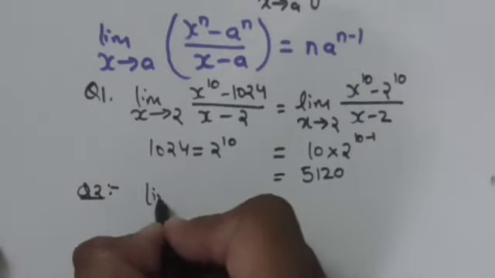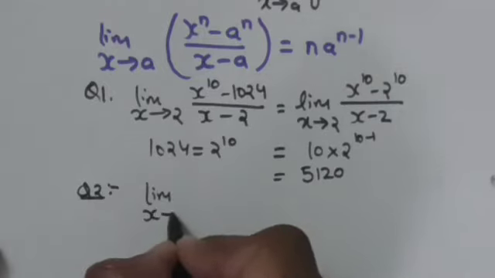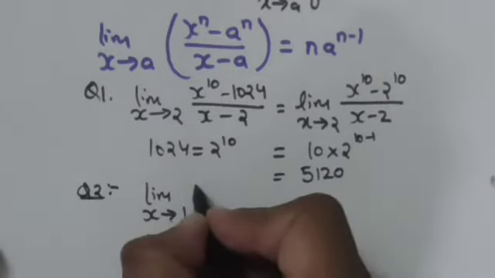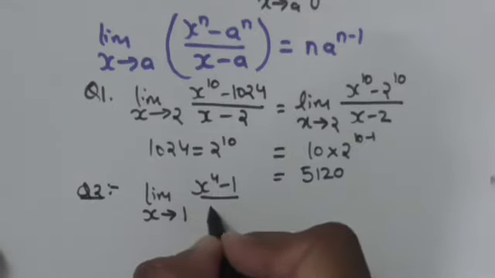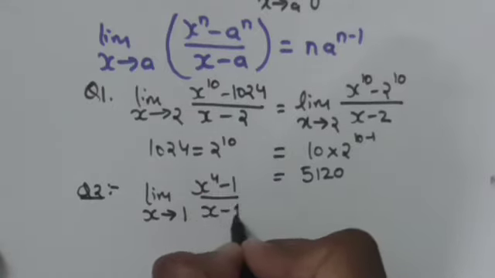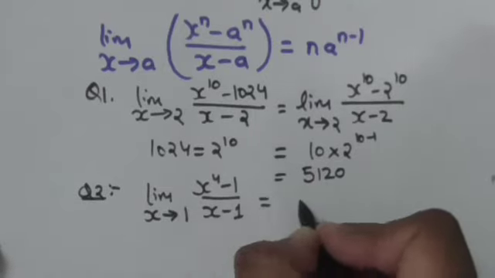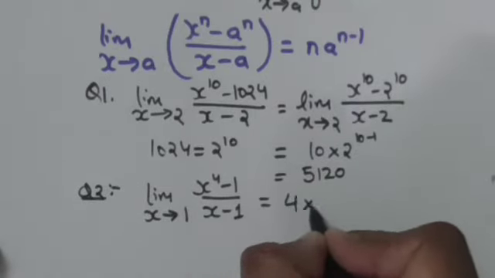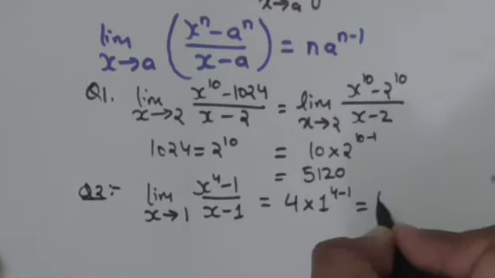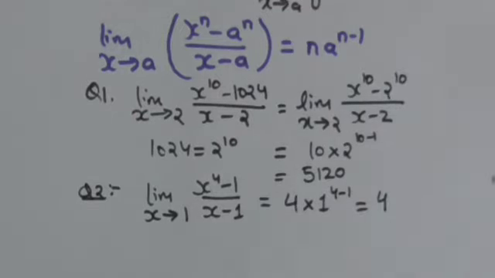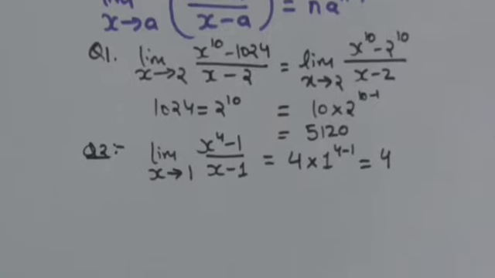Now let us solve another question. Limit x tends to 1, x raised to power 4 minus 1 upon x minus 1. So it will be equal to 4 into 1 raised to power 4 minus 1, and it is equal to 4. Now let us solve another question.